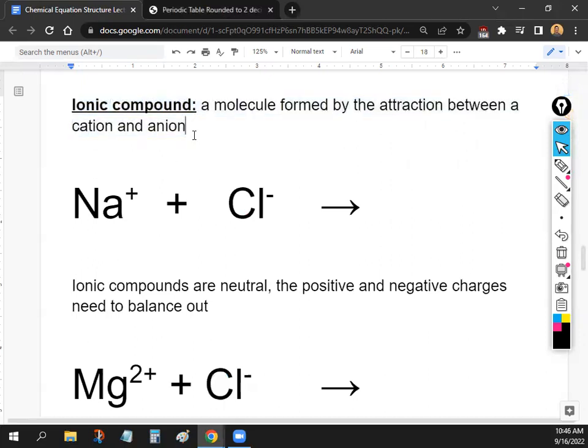So you guys do need to write this down, but an ionic compound is a molecule that's formed when a cation and anion combine together. So an ionic compound is a molecule that you make when you combine a cation and an anion. When you got a positive and negative next to each other, we just said that they like to stick together, right? They're attracted to one another. So same thing, when we got a positive ion and a negative ion, they are going to combine and make one molecule.